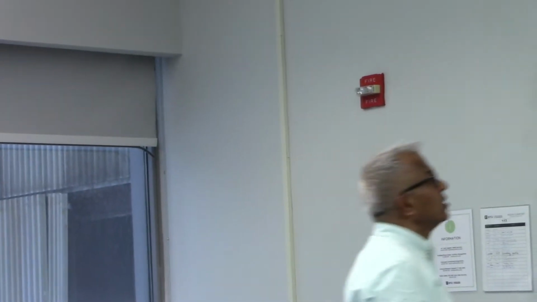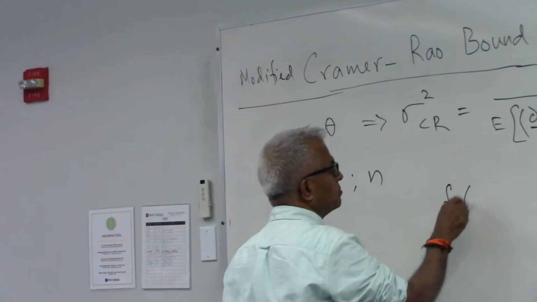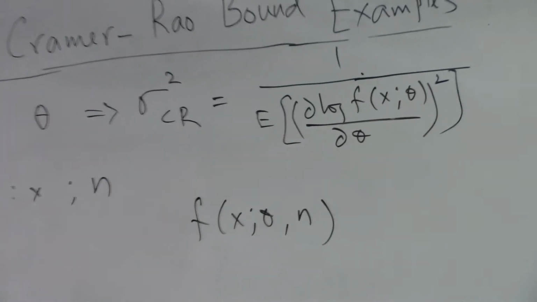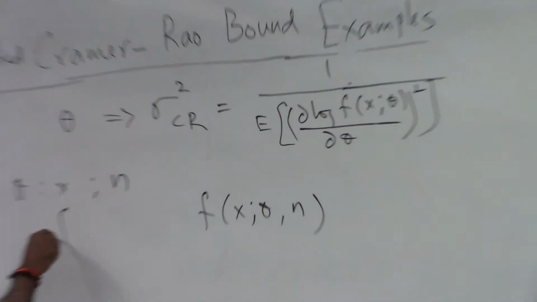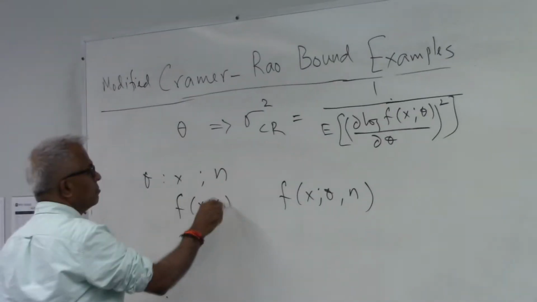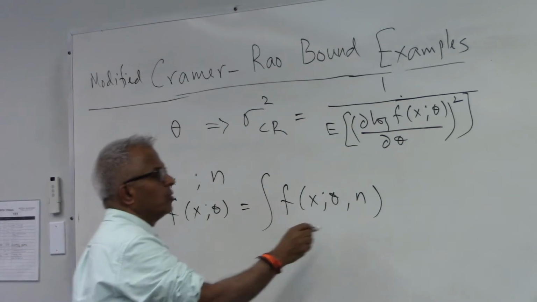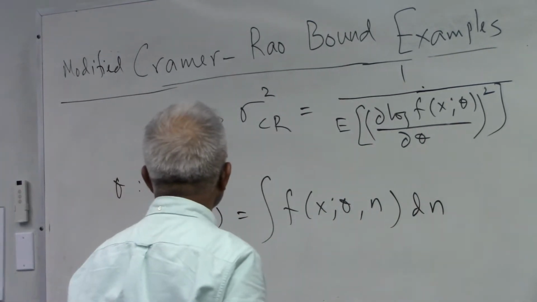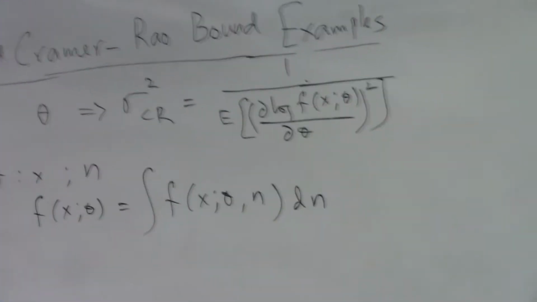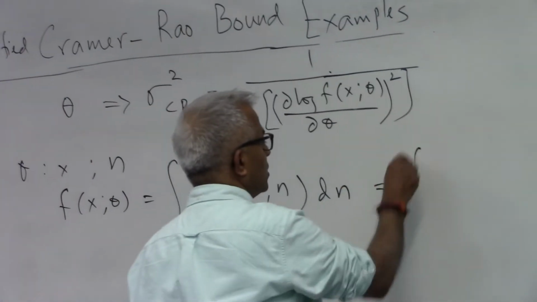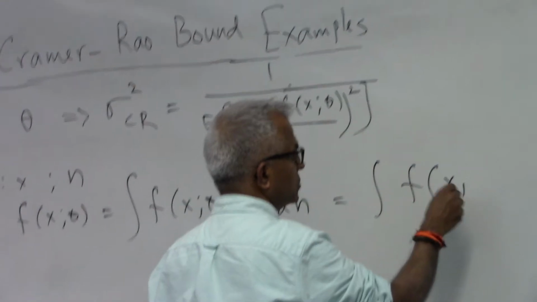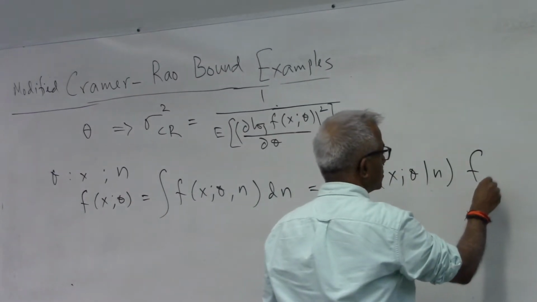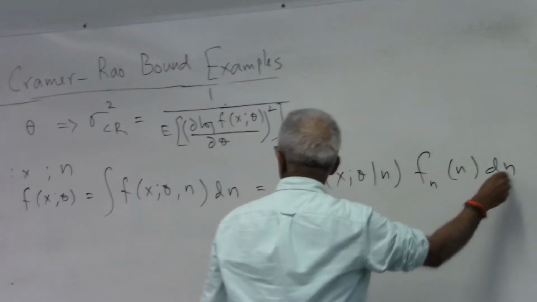So the key is that the joint density function also depends on some other parameters, noise or whatever. We are, of course, interested in this one, so you have to integrate out n. This, of course, you can write as an integral using the conditional density function. You can write this in this fashion.